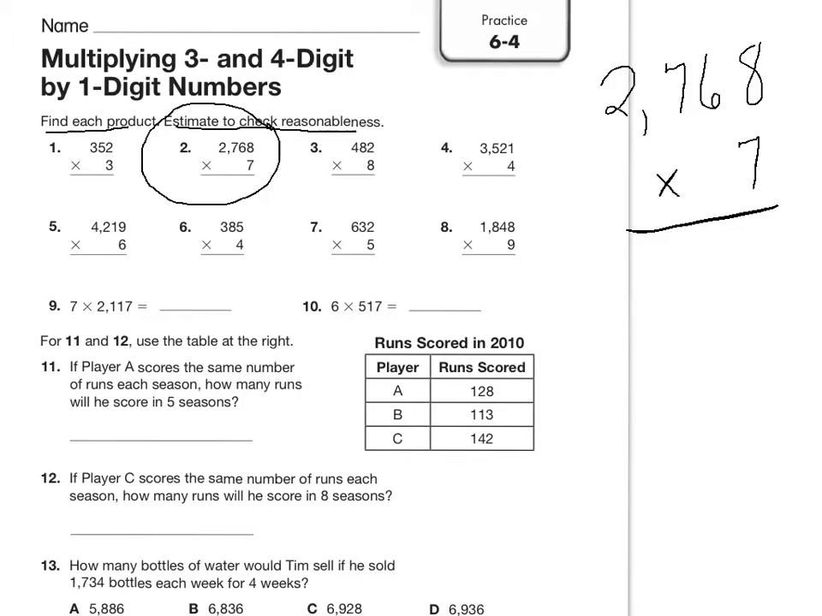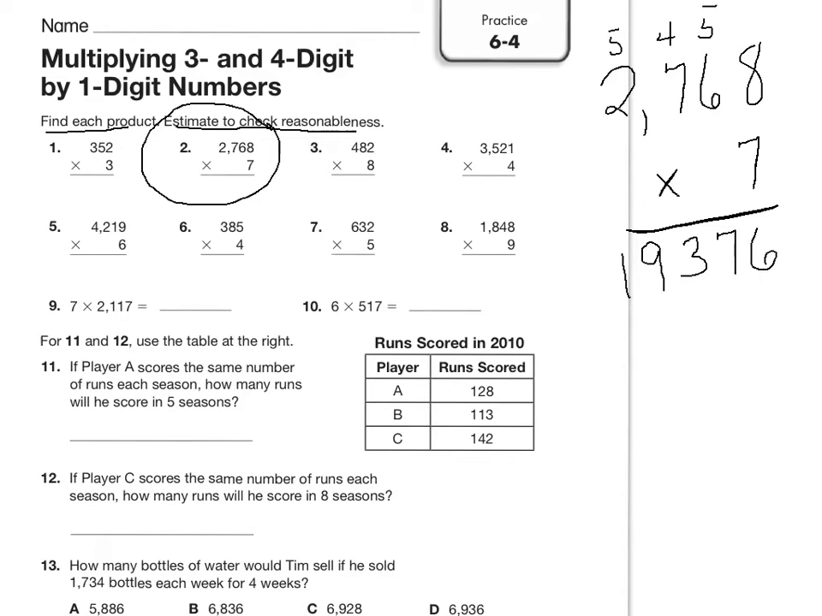8 times 7 is 56. Carry my 5. And now we have 6 and 7 went to heaven to build a house for 2, 42. 42 plus 5, 47. Put my 4 up above the 7. 7 times 7 is 49, plus 4 is 53. 2 times 7 is going to be 14, plus 5, which is 19.